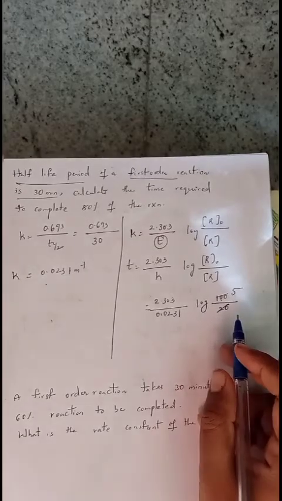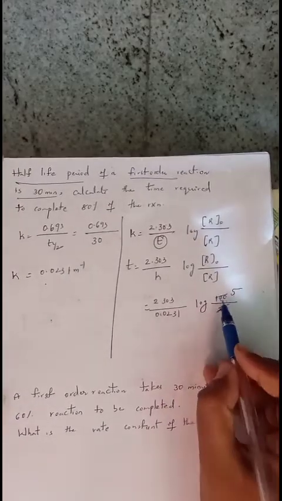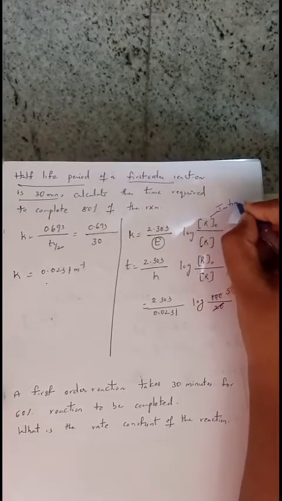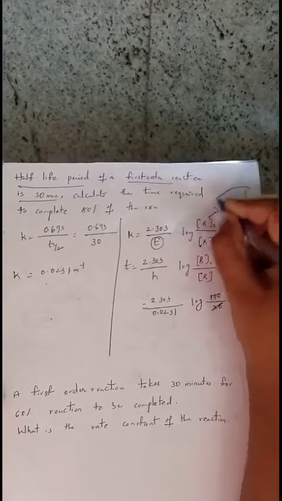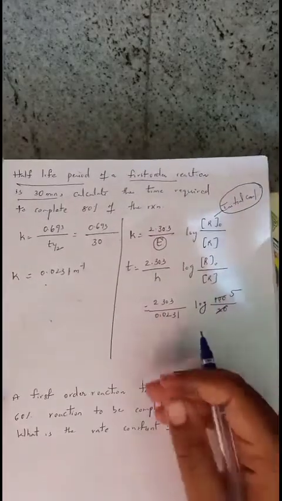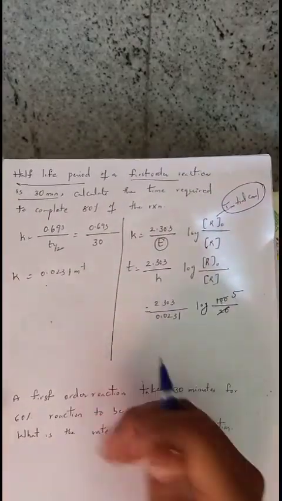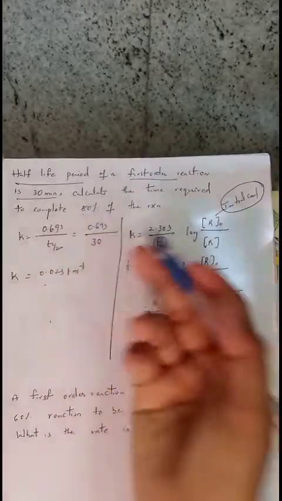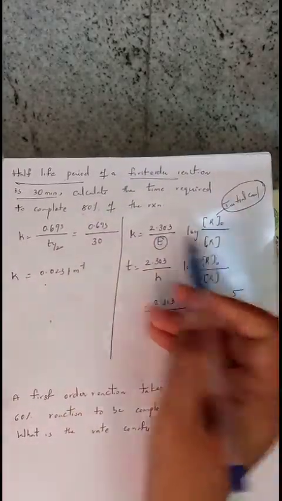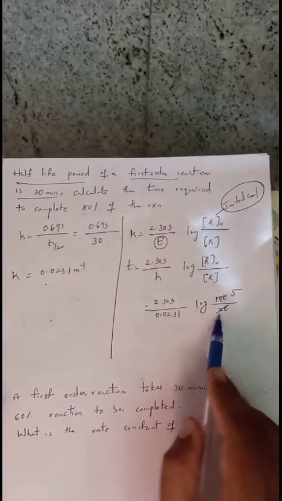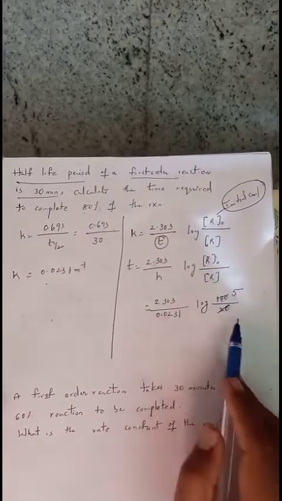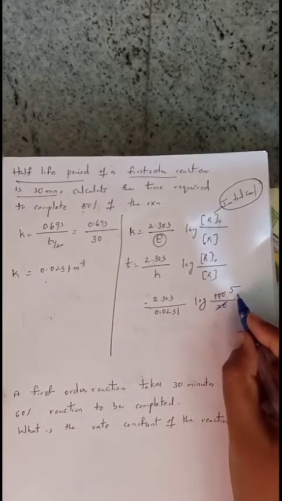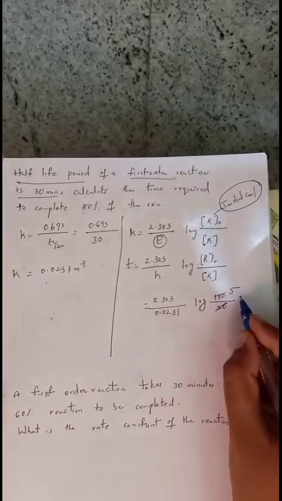Till here I think you have understood. R naught is nothing but the initial concentration. Initially, the concentration of reactant before it participates in the reaction must be 100%. Once it has participated and completed 80%, the remaining concentration of reactant is 100 minus 80, which is 20. That is the final concentration of reactants. That's why I have taken 20 here. 100 divided by 20 is 5. Now we want to find the log 5 value.